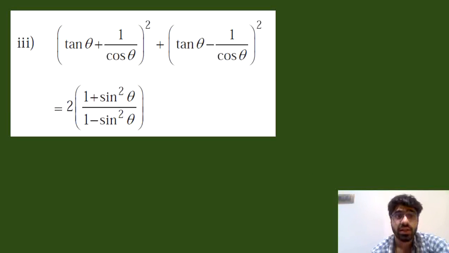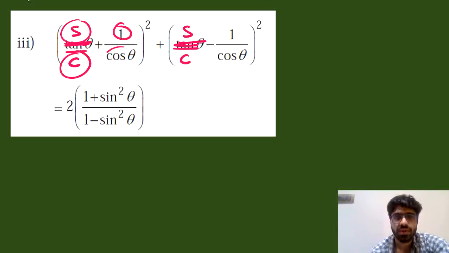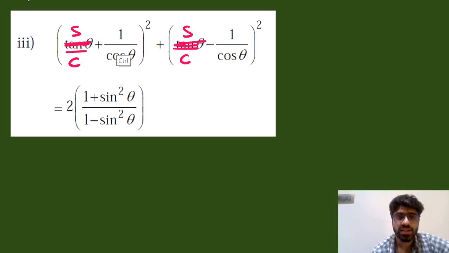Okay, let's go ahead with the third one. We again begin with our left hand side only, and the best thing is to convert everything to sin and cos. So we can write tan theta as sin theta upon cos theta. Tan theta here will also be sin theta upon cos theta. And finally the expression is sin upon cos plus 1 upon cos. So that is like sin theta plus 1 the whole upon cos theta, and sin theta minus 1 the whole upon cos theta.